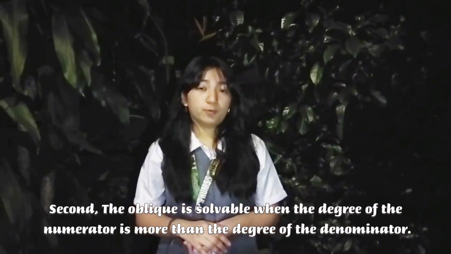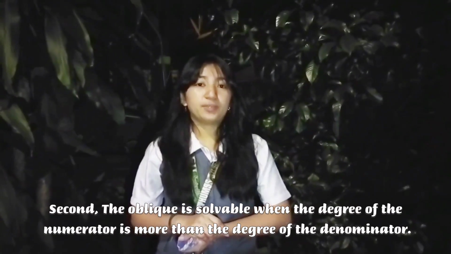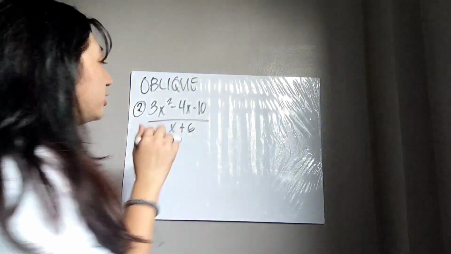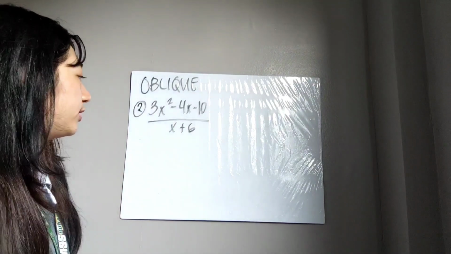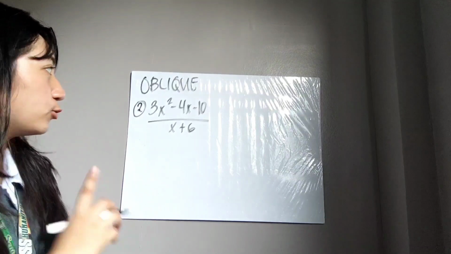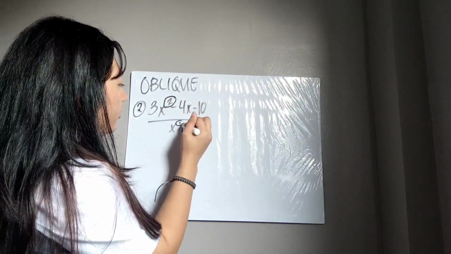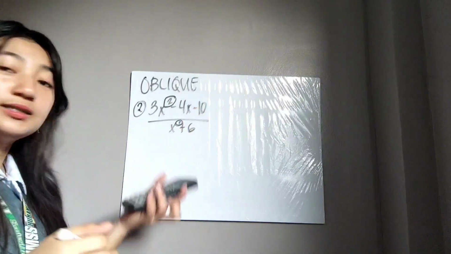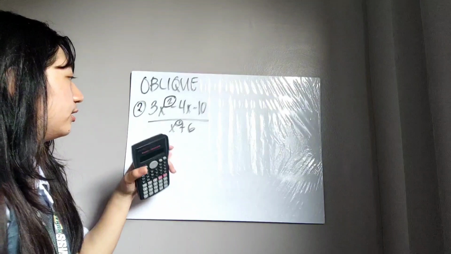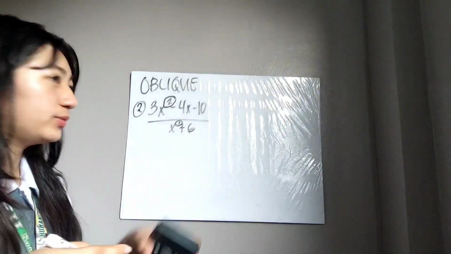Second, the oblique is solvable when the degree of numerator is more than the degree of denominator. Second example is 3x squared minus 4x minus 10 over x plus 6. So, base doon sa rule ng oblique, number 2, tignan natin yung degree ng numerator and denominator. Base dito, mas mataas ang numerator, which is 2, and denominator is 1. So, base doon is solving daw ang gagawin.